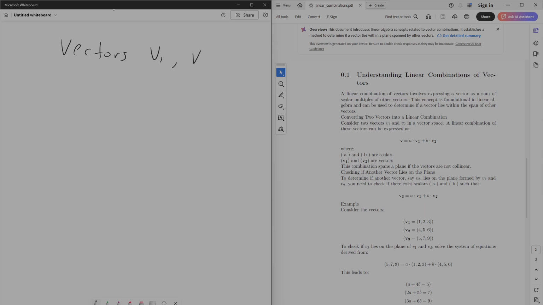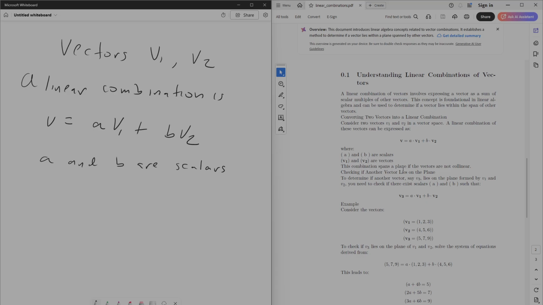Given vectors b1 and b2, a linear combination is b equals a times b1 plus b times b2, where a and b are scalars, and b1 and b2 are vectors.